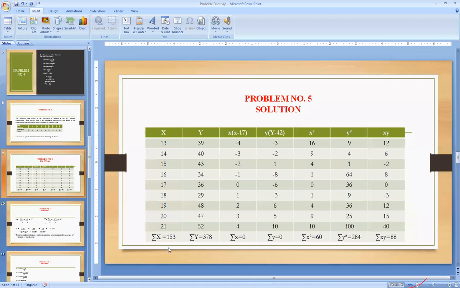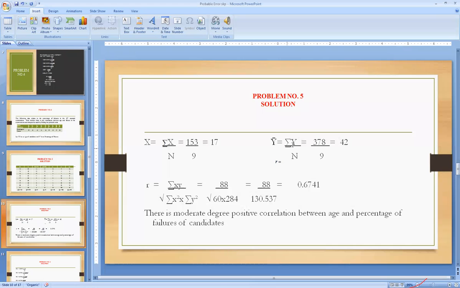So sigma x, the total of the x variables, is 153 and the total of the y variables is 378. With the help of these values, we have to calculate the actual mean. We know that the mean is nothing but sigma x divided by n, and the y mean is also sigma y divided by n. So sigma x is 153 divided by 9. The value of the actual mean of x is 17.